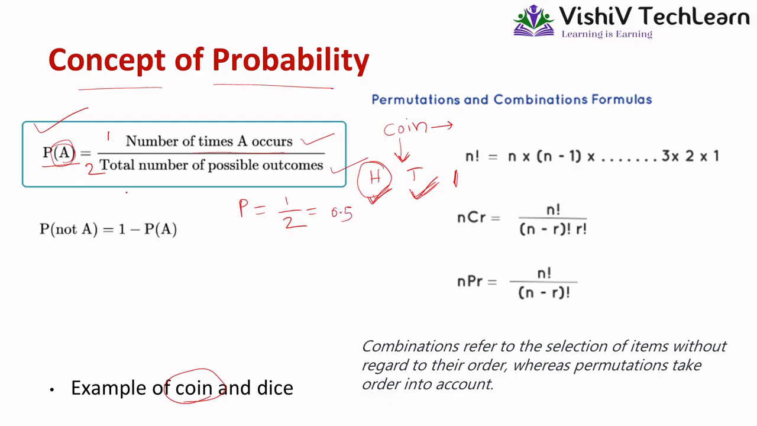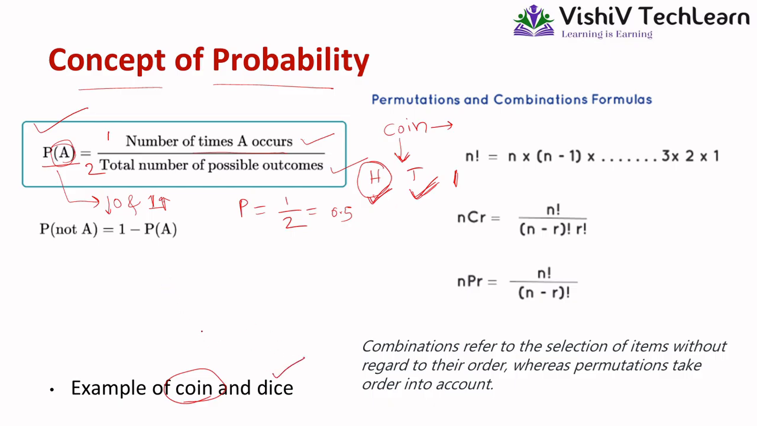Here one thing you can note is that probability is always between 0 and 1. It will never be more than 1 and it will never be less than 0. So this is how we can calculate the probability.